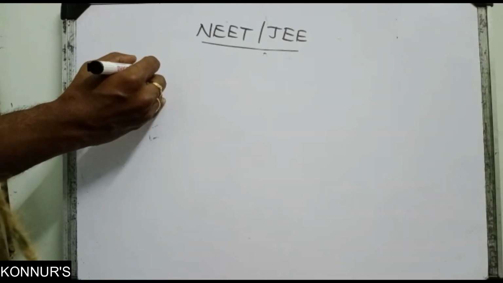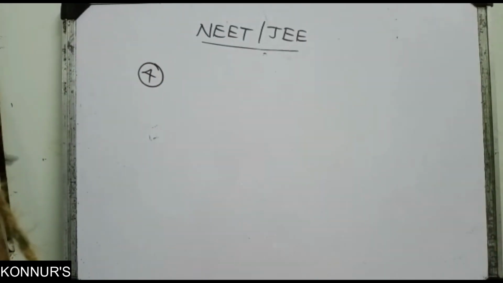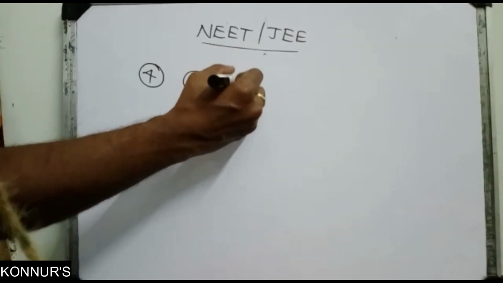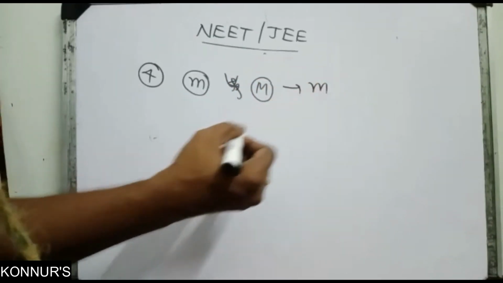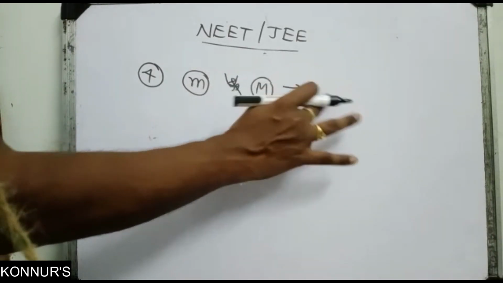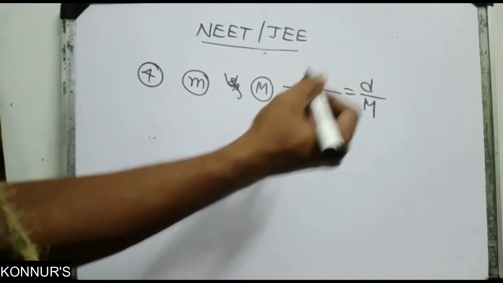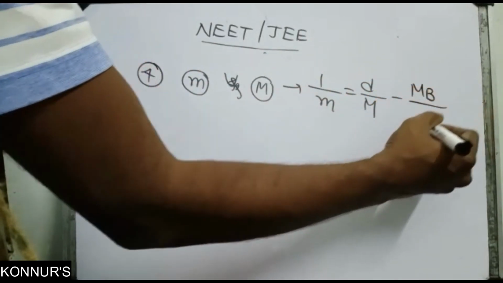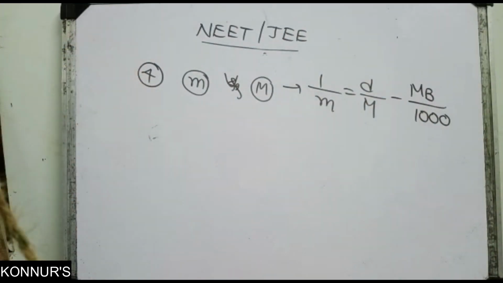Next. Three completed, I think. Next, the fourth one, molality versus molarity. 1 by molality equals density by molarity minus molecular weight of solute by 1000. They will provide molality and ask about molarity, or vice versa. You can do anything with that one.